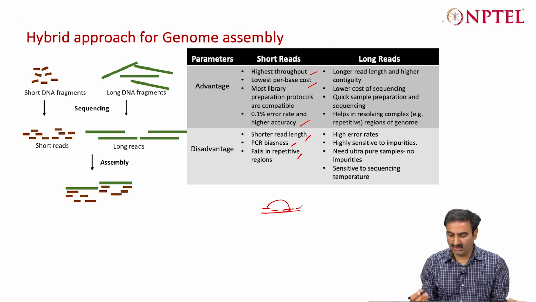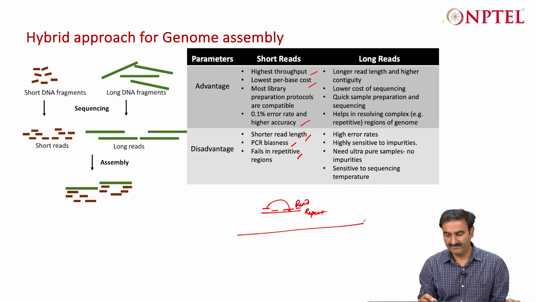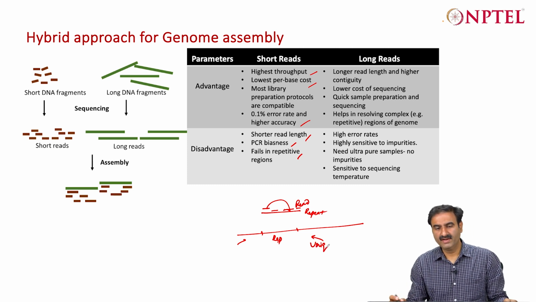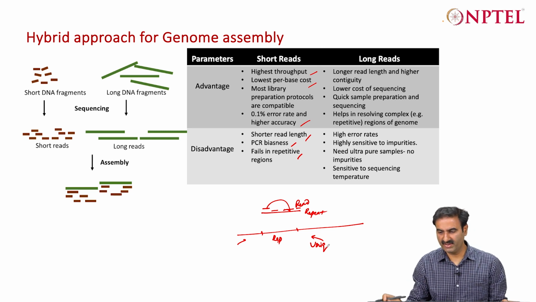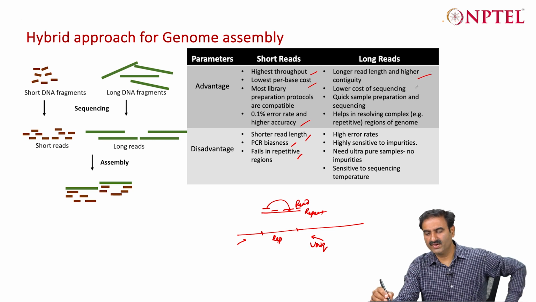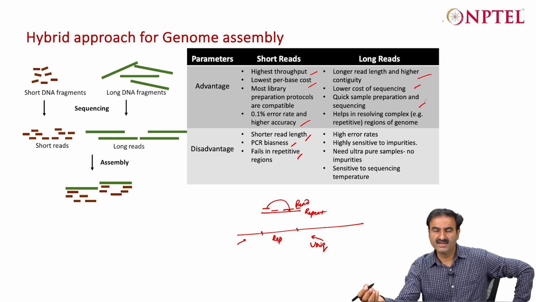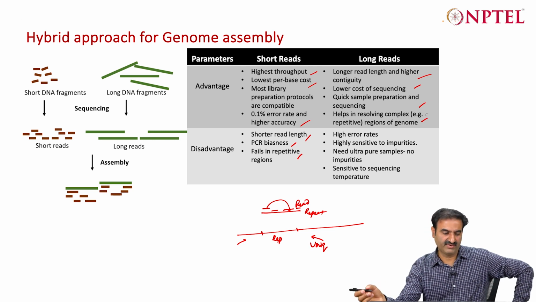But if you have a longer read, it will cover this repeat part as well as the unique part also. That is why long reads are better, and short reads can help correct the errors in the long reads. Long reads have higher contiguity, low cost, and quick sample preparation because of their technologies, and for repeats they are the perfect choice.